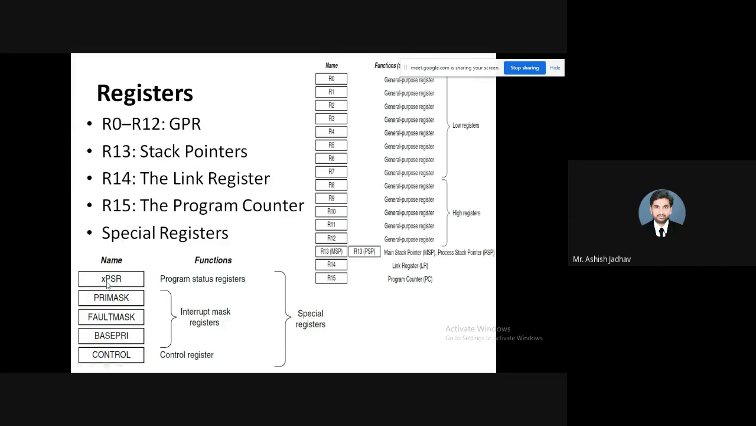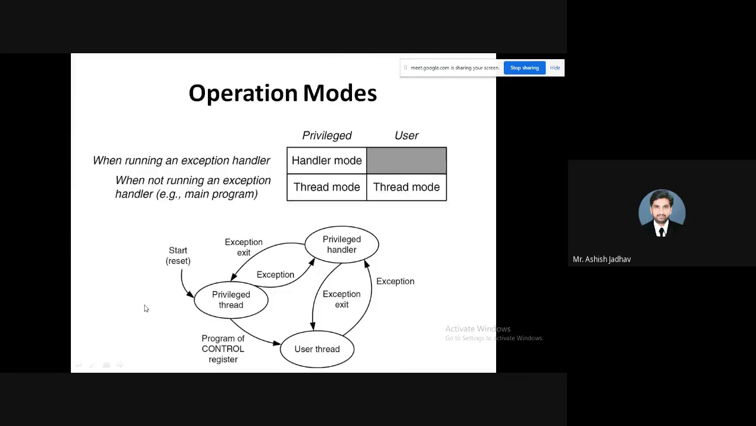Right, so we will see upon this XPSR later on. Before that, PRIMASK, FAULTMASK, and BASEPRI. These three registers are used for masking of different exceptions or interrupts. Right, so let us see the operational modes.